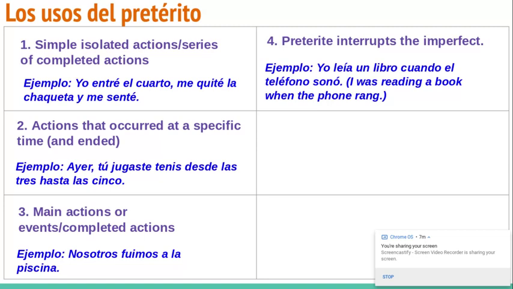Preterite interrupts the imperfect. What we mean by that, if you look at the example: yo leía un libro cuando el teléfono sonó. I was reading a book when the phone rang. It could be something like, yo estudiaba cuando mi papá entró a mi dormitorio. I was studying when my dad entered the room. So I was doing something, imperfect, and then something stopped me from doing that ongoing action. That would be the preterite.